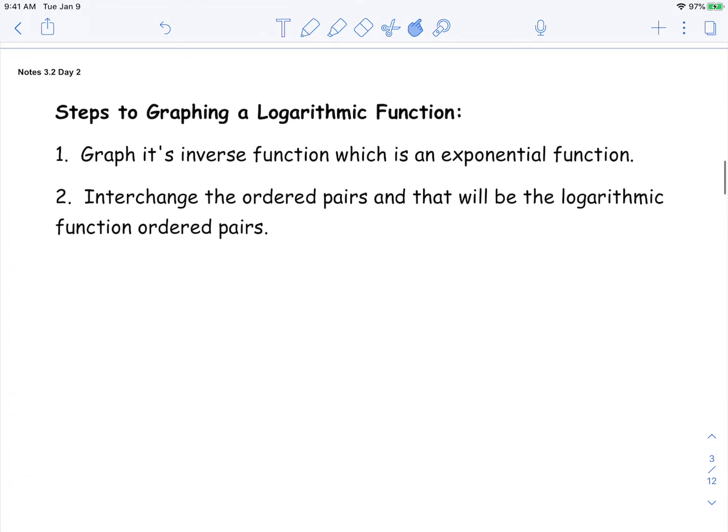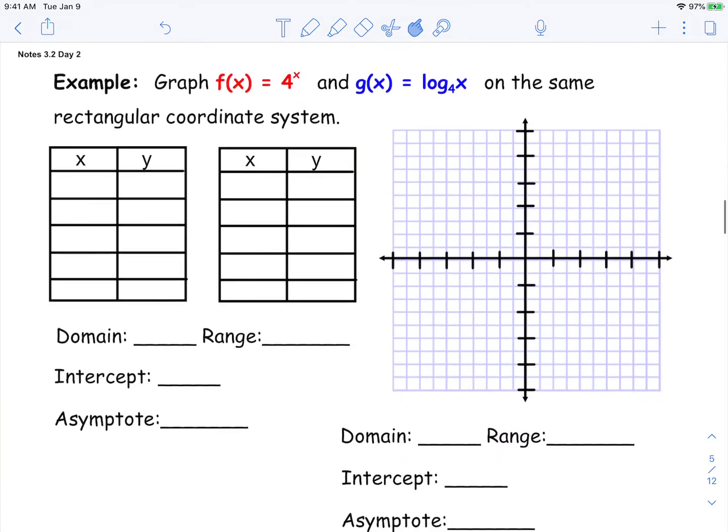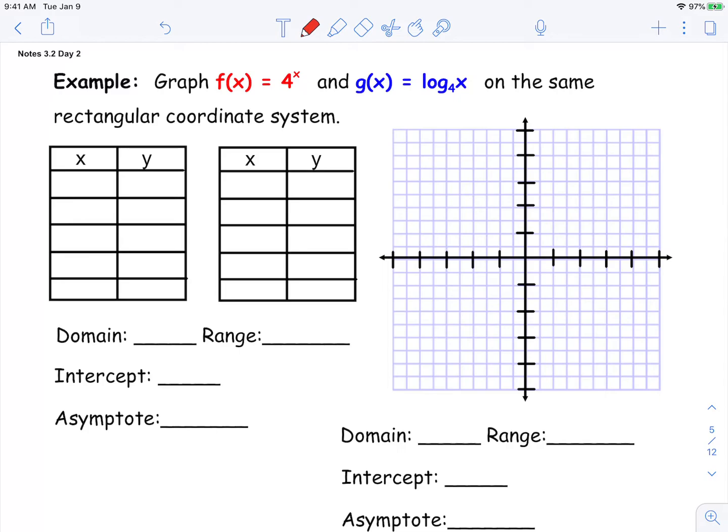So here are the steps to graph a logarithm. Step 1 is you want to graph the inverse function, which is exponential. Then you interchange the ordered pairs of this exponential to create your logarithm. So here's our example. First we're going to graph the exponential function of base 4. We've done this in a previous lesson.